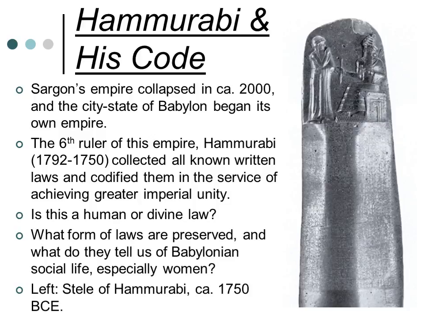One of the most important achievements of this first Babylonian empire for our purposes is the activity of the sixth ruler of this empire, named Hammurabi. Because he wanted to achieve a greater cultural and political unity among his kingdom and his subjects, Hammurabi collected all known written laws and codified them. The thinking here should be obvious. If there's one law throughout the empire, then organization and enforcement will be much easier, and cultural uniformity would hopefully be on the horizon. Take a minute and ask yourself, is this a human or a divine law?